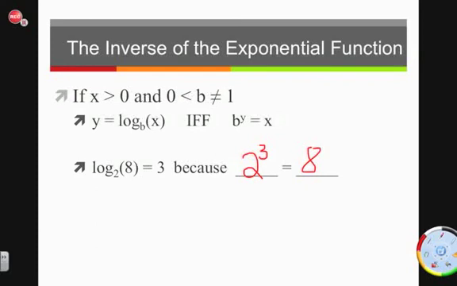We could also go the other direction. If I told you 2 to the third power is 8, you could rewrite that in logarithmic form as log base 2 of 8 equals 3.